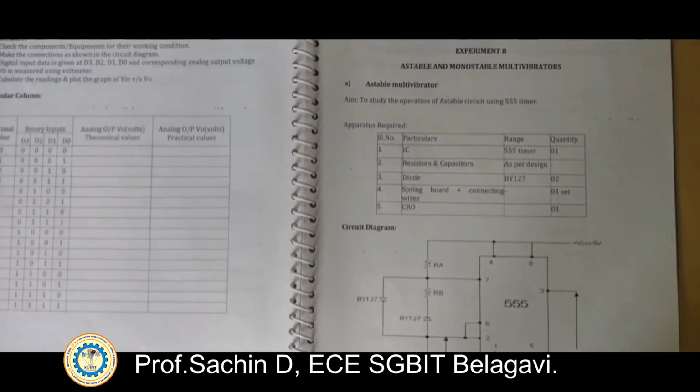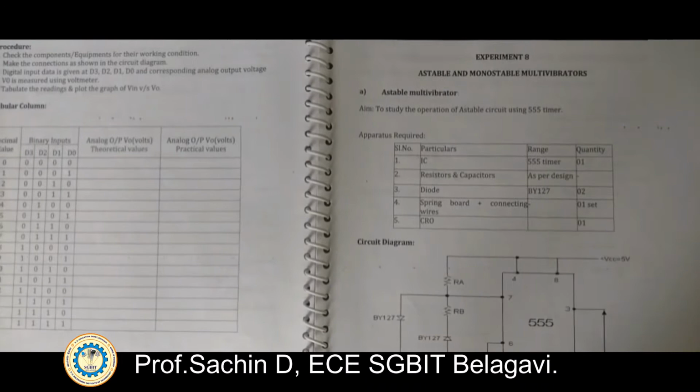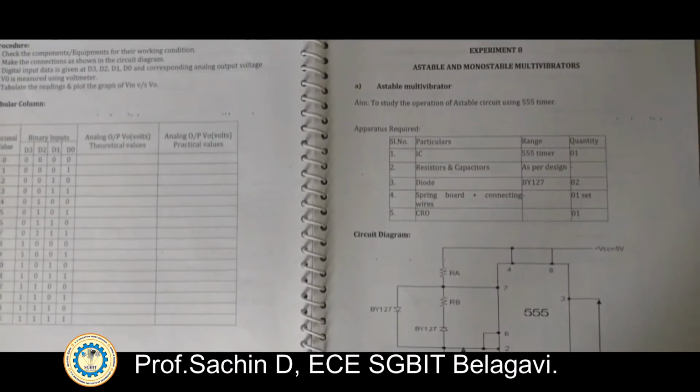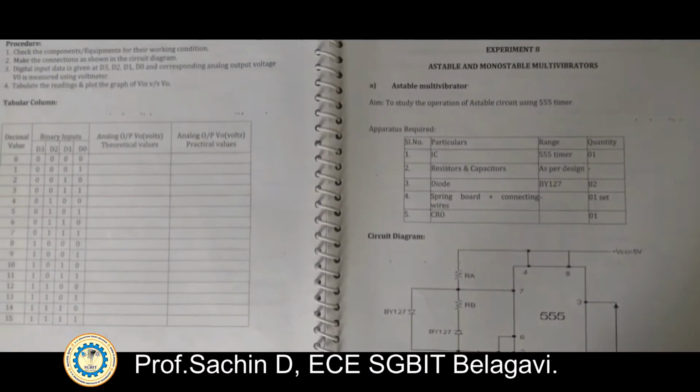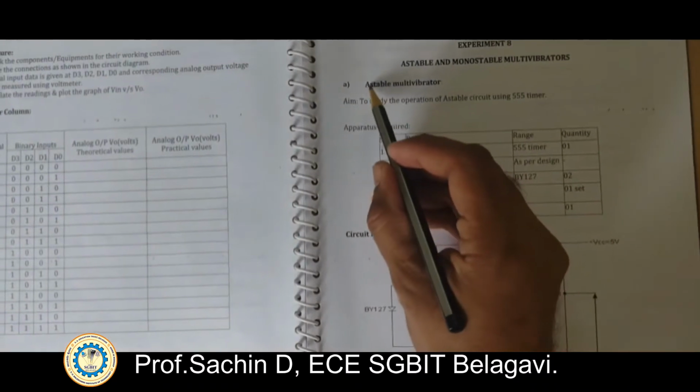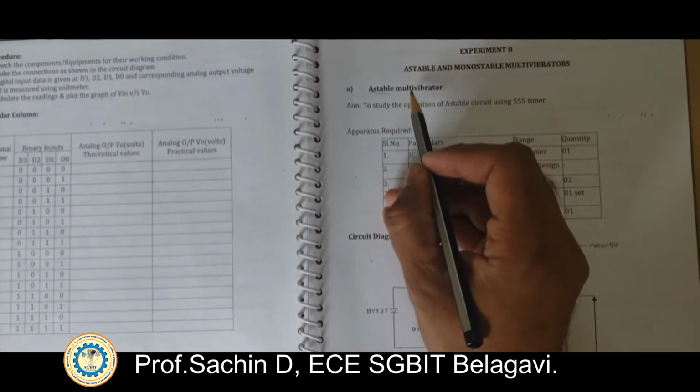Yes, now we'll move on to our next experiment, experiment number 8, astable and monostable multivibrator. First we'll move on to the first type of multivibrator, that is the astable multivibrator. What do you mean by multivibrator?